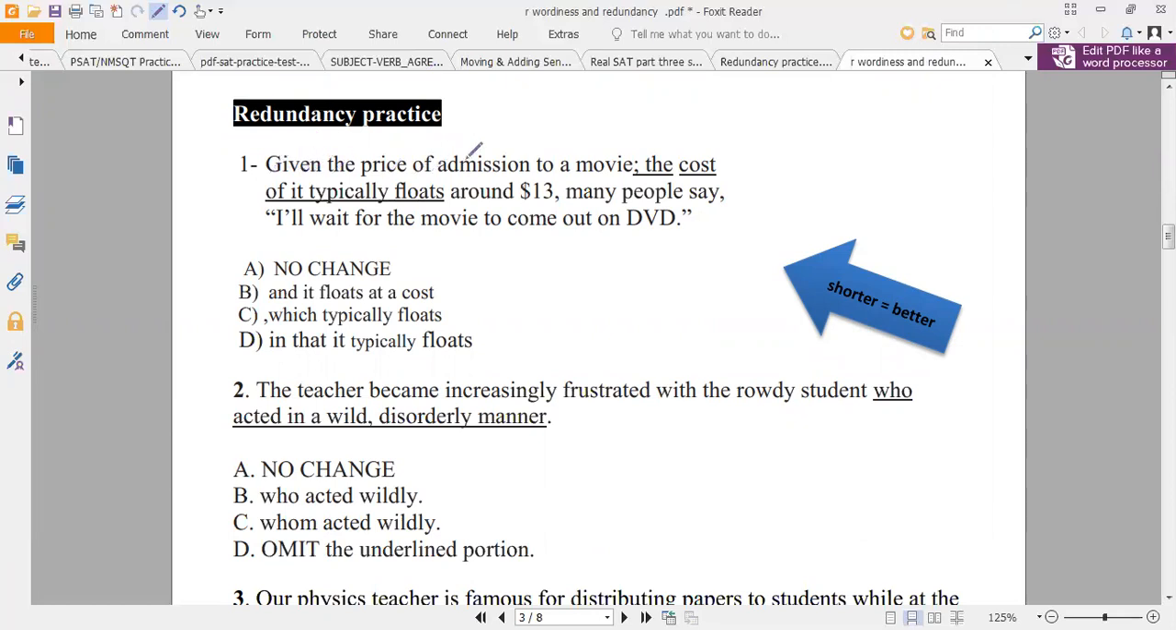Question 1: given the price of admission to a movie, the cost of it typically floats around $13. Many people say I'll wait for the movie to come out on DVD. طيب في redundancy في السنتنس، ان the word cost بتكرار او redundancy لكلمة price. طب ليه نكتب الكلمة مرتين؟ طيب how can we fix this problem؟ طبعا ال no change في redundancy ف it is not correct.